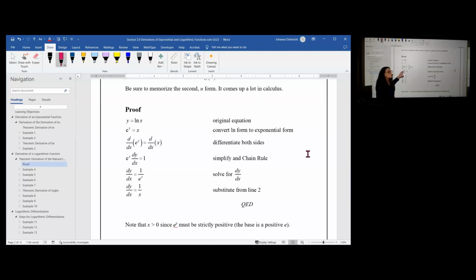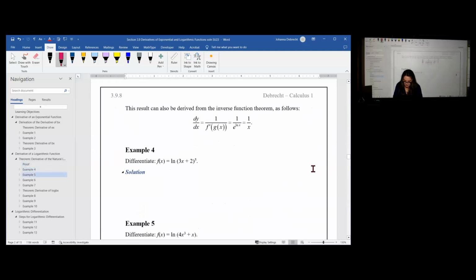The derivative of e to the y will invoke implicit differentiation, and I'll get the exponential e to the y times the derivative of the power, which is dy dx. The derivative of x is just 1. Now I can solve for dy dx to get 1 over e to the y. But by definition, in the second line, e to the y is x. So I can replace it, and I get what I was looking for. The derivative of natural log of x is 1 over x.